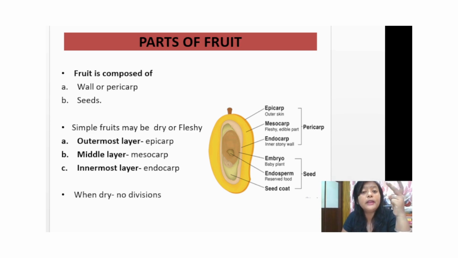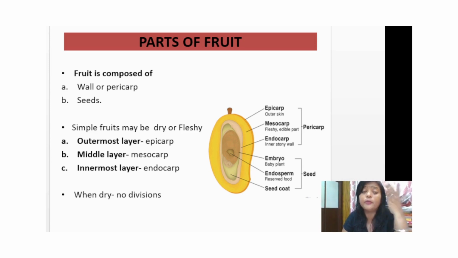Middle layer is known as the mesocarp. Basically in many fruits, the middle part is the fleshy part, the edible part that you can eat. It is known as the mesocarp. Then innermost is known as the endocarp. In mango, the innermost is the seed part, the hard seed part. So epicarp, mesocarp and endocarp, these three are the layers of pericarp.